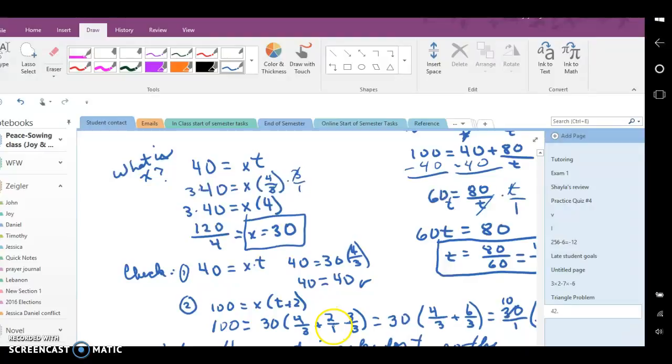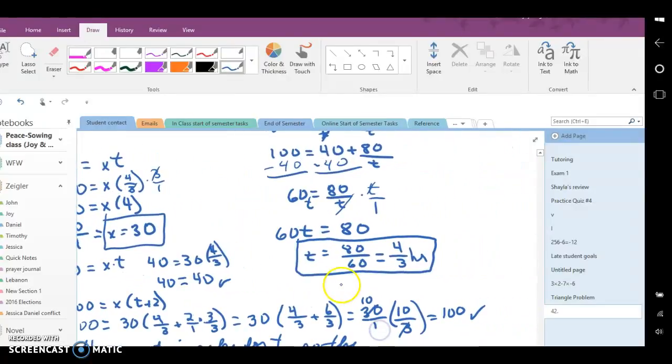But we need to get 2 into a fraction, so we're going to make it a fraction, 2 over 1 times 3 over 3, so that it has the same denominator as the 4/3. So that gives us 30 times 4/3 plus 2 times 3 is 6 over 3. Then you keep the denominator and add the numerators, and then we're going to change that 30 to a fraction so that we can deal with fractions.